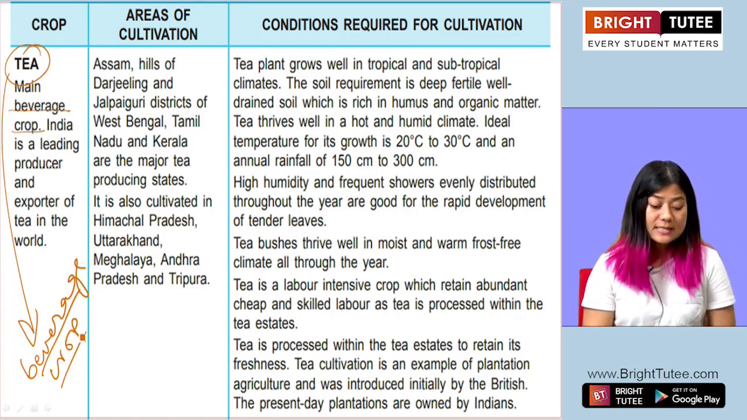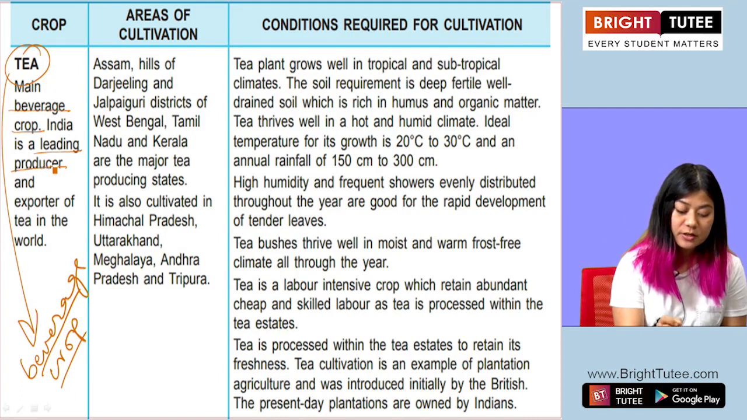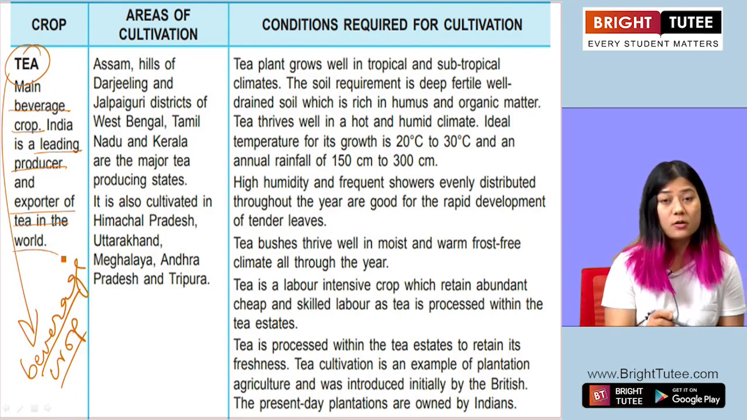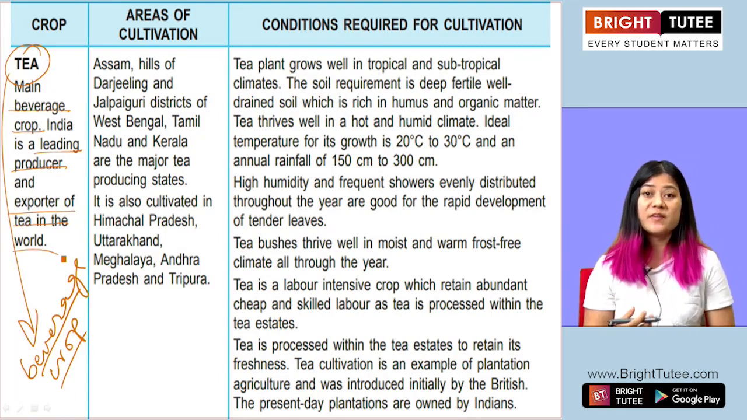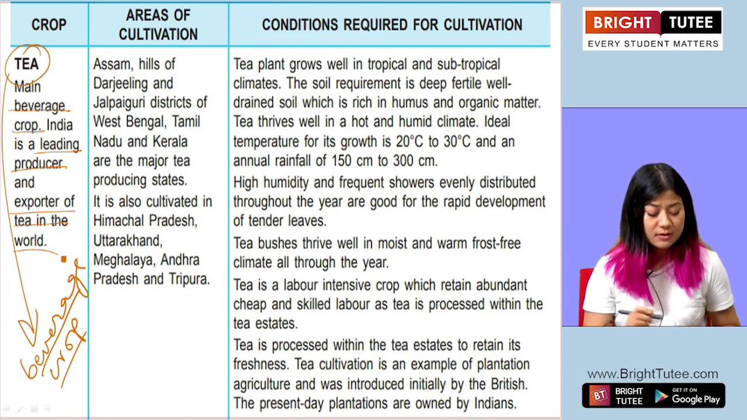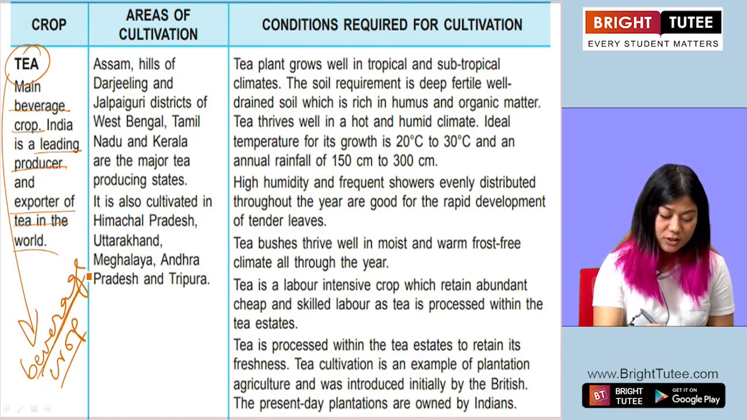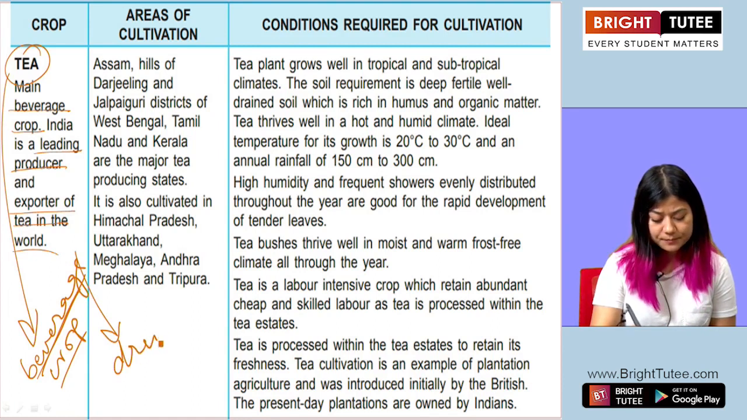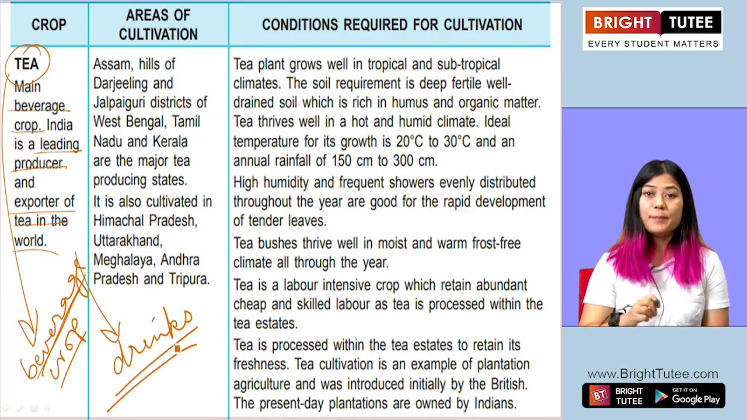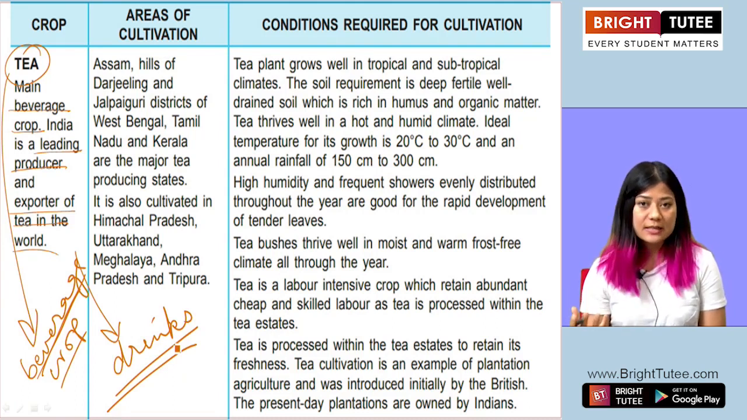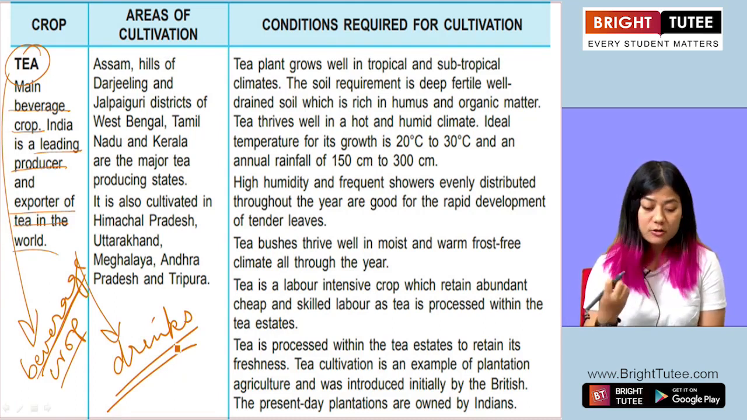India is a leading producer and exporter of tea in the world. It cultivates and also exports this crop. Now, beverage means drinks, right? So we use this crop to make drinks. We drink tea, right? That's why it's called a beverage crop.